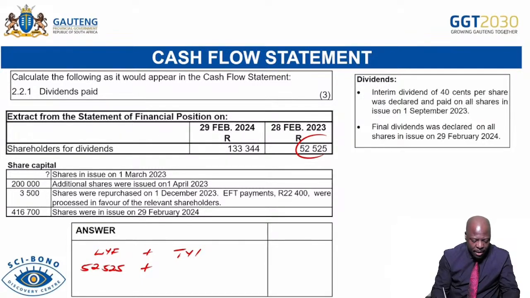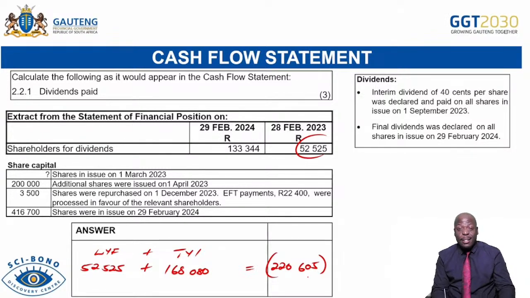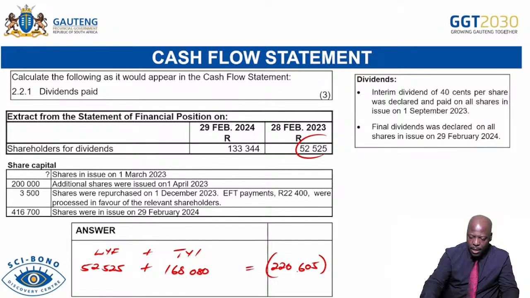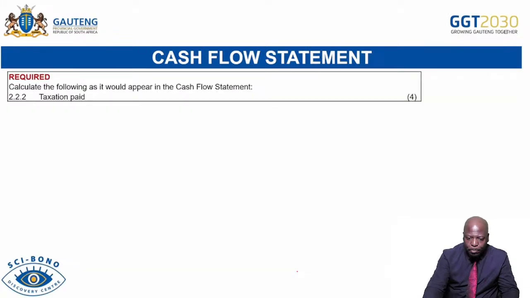Then we add this year's interim. Remember, we already calculated this year's interim, and it was 168,080. We add those two, and remember, dividends paid is a cash outflow. So you're going to have 220,605, and that is a cash outflow for dividends paid. I'm going to go to the next one.